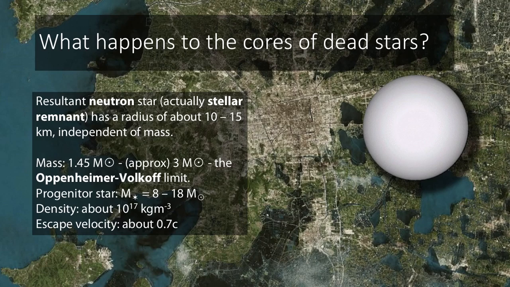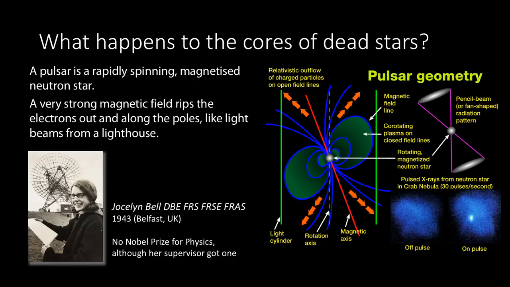So the Oppenheimer-Volkoff limit is about 3 solar masses. If your stellar remnant has a mass of greater than 3 solar masses, then even neutron degeneracy pressure is not going to do the job. But before we get onto that, pulsars.